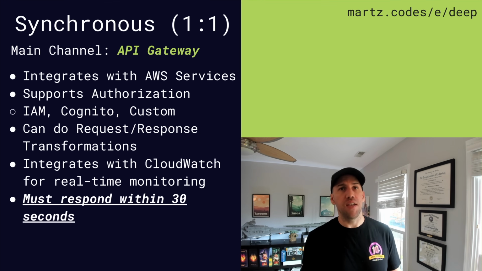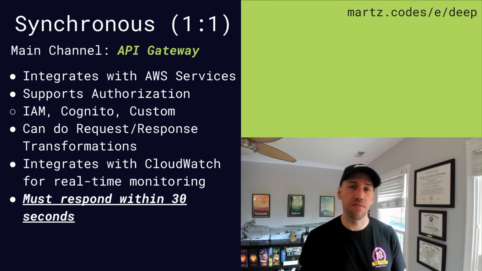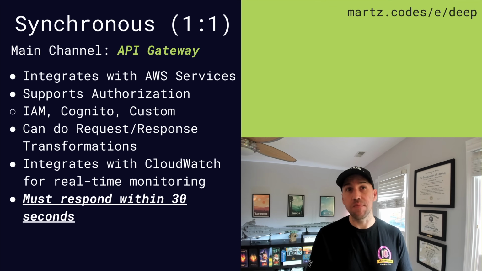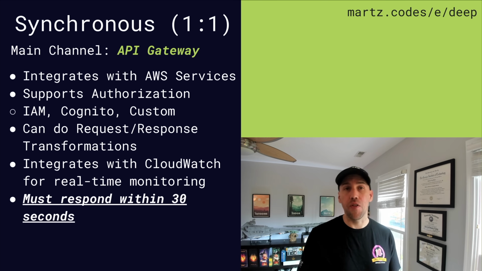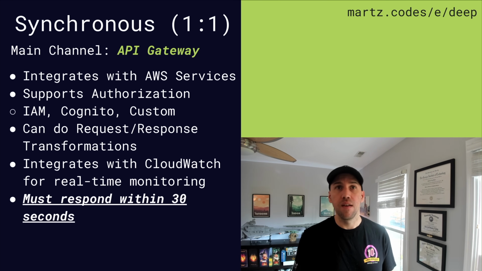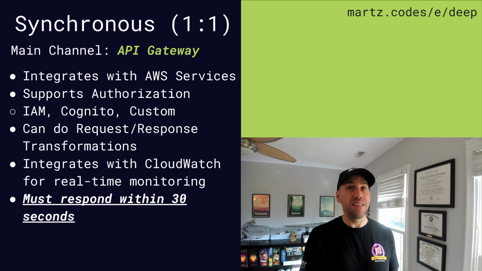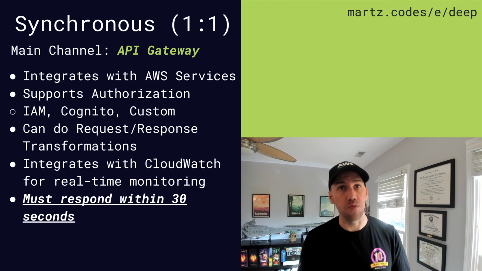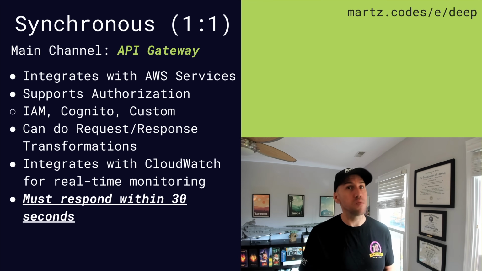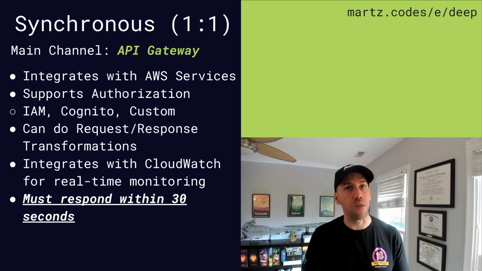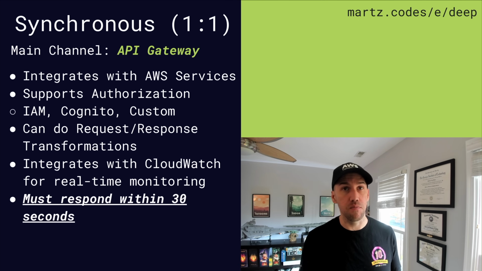A very common channel for synchronous response model is the API gateway with an HTTP connection. This is a pivotal component in managing synchronous interactions. API gateway seamlessly integrates with various AWS services, and it supports multiple authorization mechanisms. Because of this, even in the subsequent async response models that we'll go through, more often than not, you'll still be proxying those requests via API gateway because of the multiple authorization mechanisms and the service integrations that it provides.